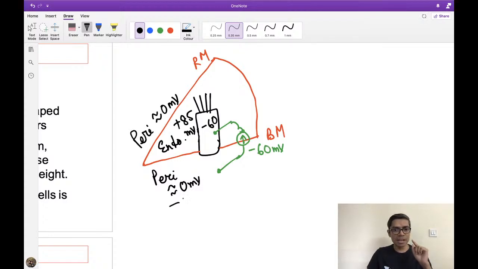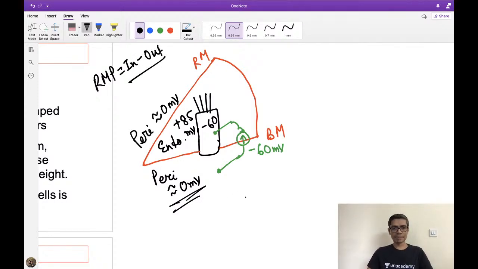What is the outside voltage? Outside voltage is 0, that is the perilymph voltage. Okay, so RMP is nothing but, all of you know that RMP is nothing but the in minus out voltage difference, that is nothing but your RMP.